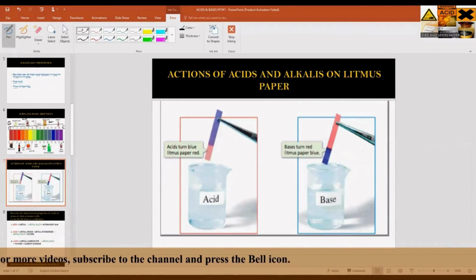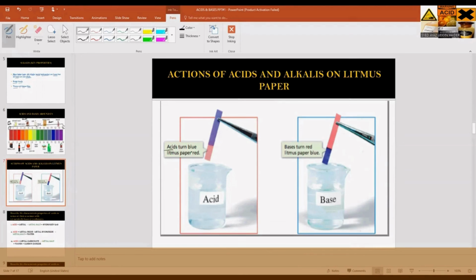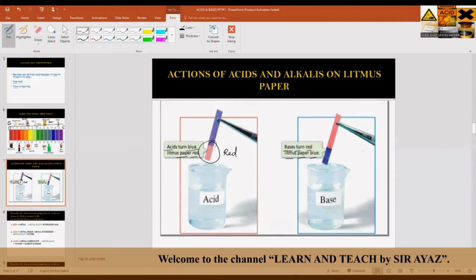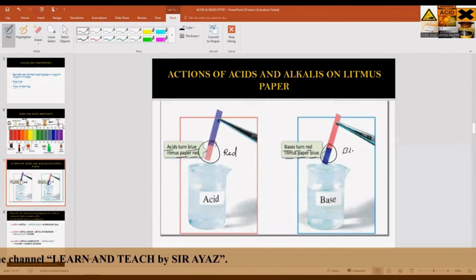So here's the actions of acids and alkalis on litmus paper. Remember, acids turn blue litmus paper red. You see the paper is blue, so it's turning red because the solution in which we are inserting this litmus paper is of acid. On the other hand, bases turn red litmus paper into blue. You see, if you insert this red litmus paper into a solution containing base, it will turn to blue.